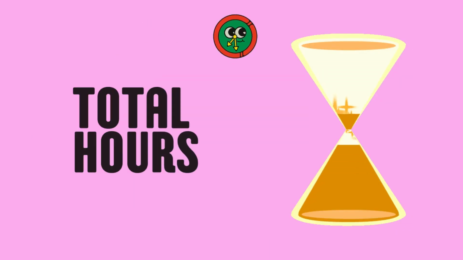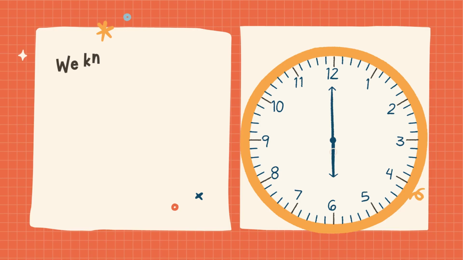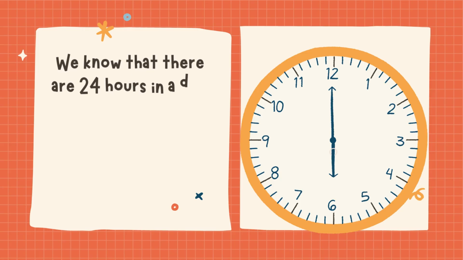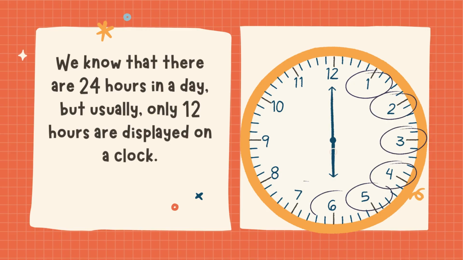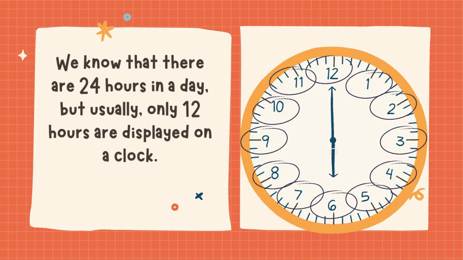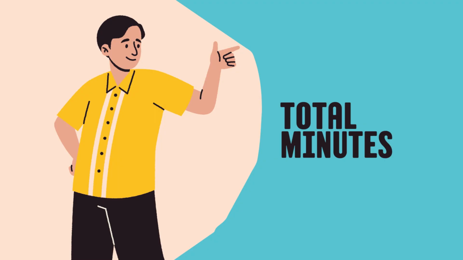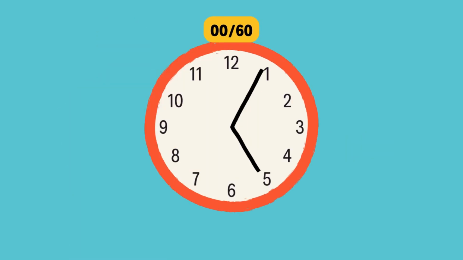Let's learn about the total hours. We know that there are 24 hours in one day, but usually only 12 hours are displayed on a clock. Now, let's learn about the minutes. There are total 60 minutes in an hour.